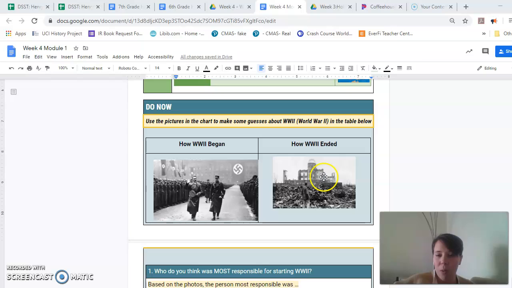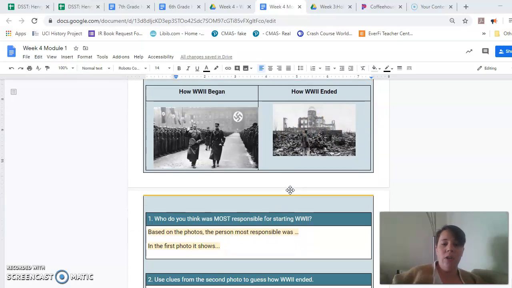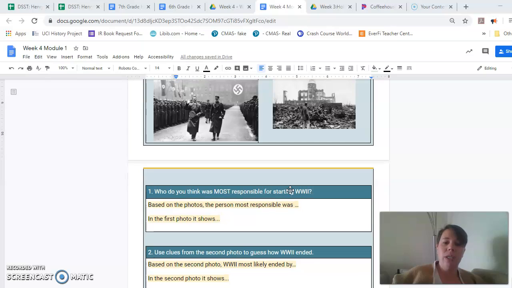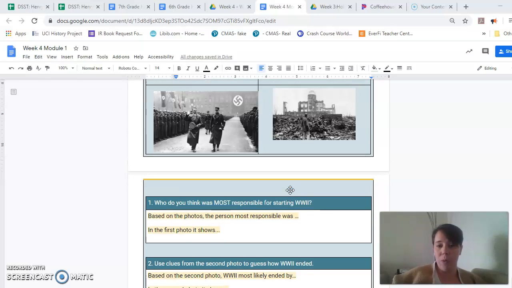And on this side, we have how World War II ended. We see a lot of rubble. We see one man standing here just kind of dumbfounded about what he's witnessing. And there's some destruction of this building in the back. So the first question is asking you, who do you think was the most responsible for starting World War II? If you were looking at these images, who do you think was the most responsible? The response should start with these sentence stems that we've given you.